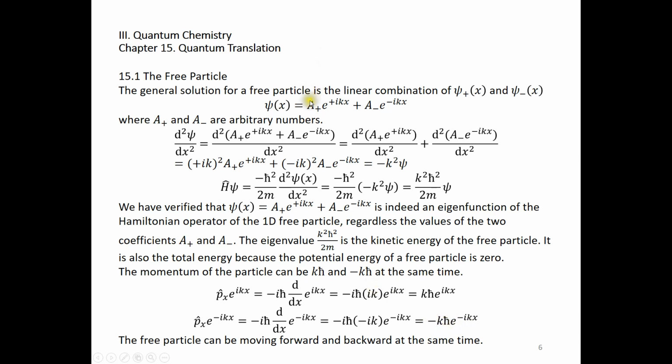But now if we have a general solution over here as a linear combination of e to the power of positive ikx and e to the power of negative ikx, that means this particle has a momentum of k h bar and negative k h bar at the same time. This free particle can be moving forward and backward at the same time.